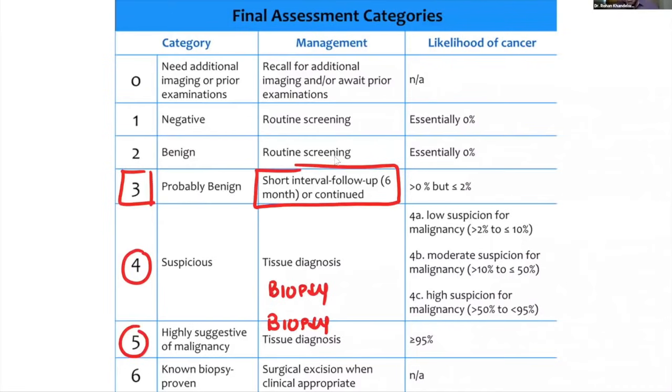This is the BIRADS score. BIRADS has been asked in your exam, even in the PG exam. It stands for Breast Imaging, Reporting and Data Systems. It divides the reporting of any mammogram, ultrasound or MRI into 0 to 6.